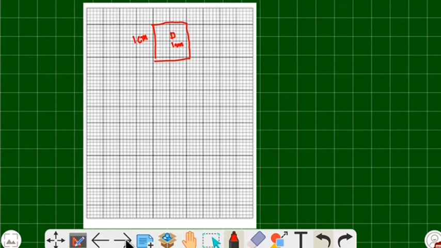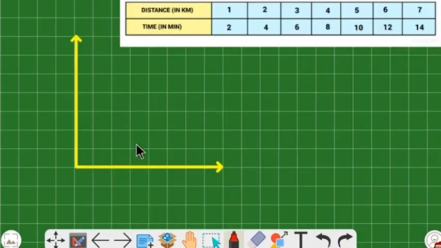Now how to draw a graph? Let's see. There are some rules to draw a graph. First of all, you need to draw two axes. One is vertical and one is horizontal. The horizontal is called the independent axis, and the vertical is called the dependent axis. When we plot a graph between distance and time, we always write distance on the vertical axis and time on the horizontal axis.